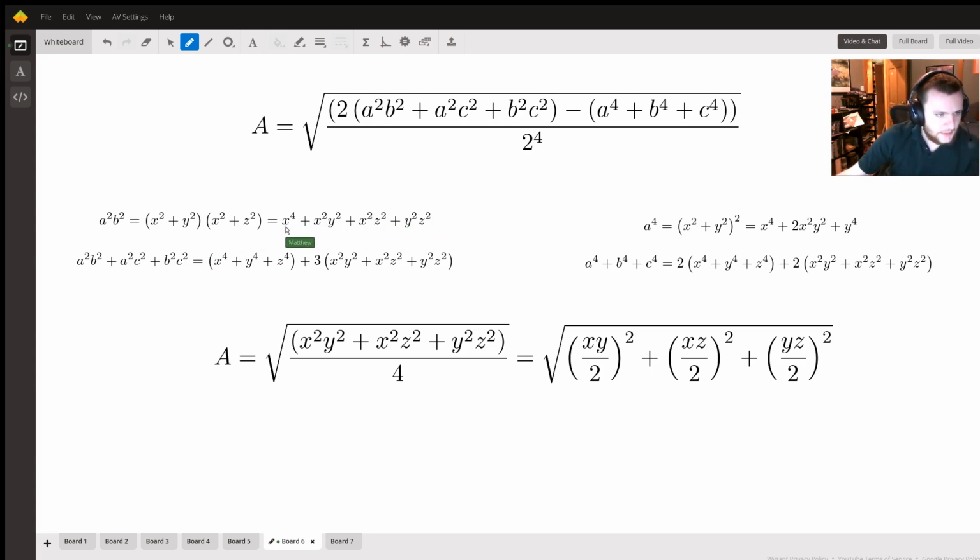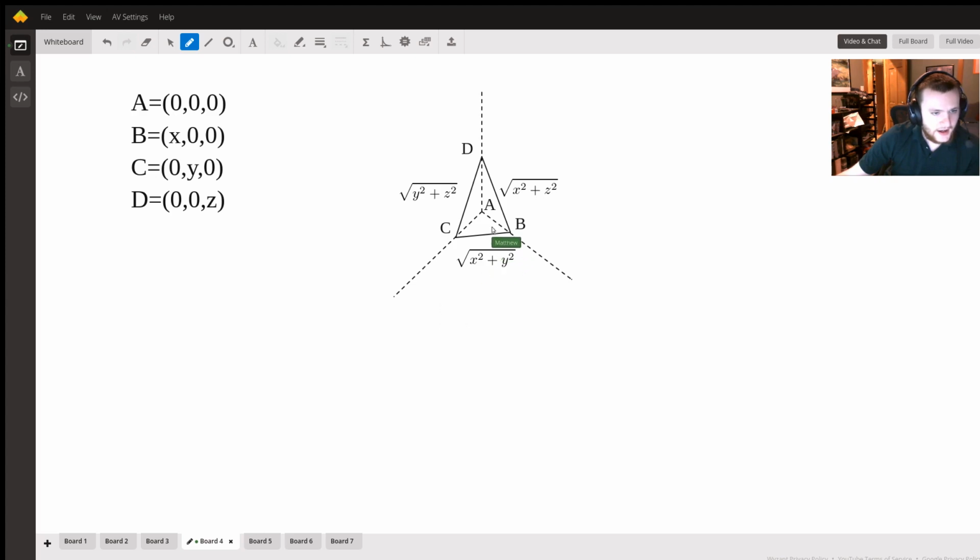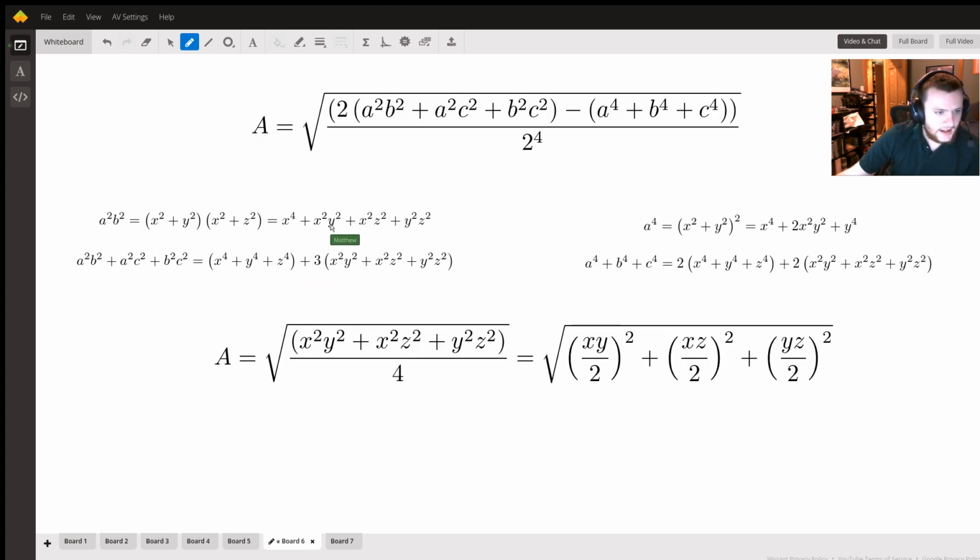And we see that we get an x to the fourth because both this and this share the x. And then we have plus x squared y squared plus x squared z squared plus y squared z squared. And so we get these three possibilities, these three combinations of squared times squared.